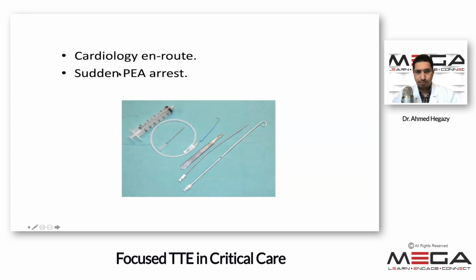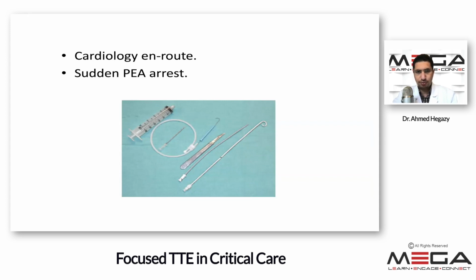And while we're waiting, the patient develops a sudden pulseless electrical activity arrest, a PEA arrest. And so what do you do in this situation? Well, in this situation, you need to drain that pericardial effusion. You will not achieve ROSC, or return of spontaneous circulation, without draining the effusion. Somebody has to drain it.